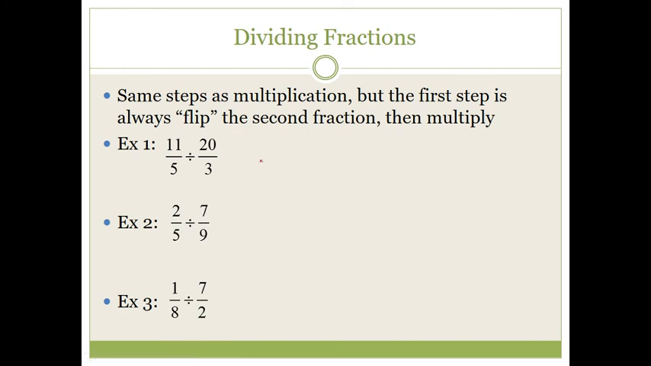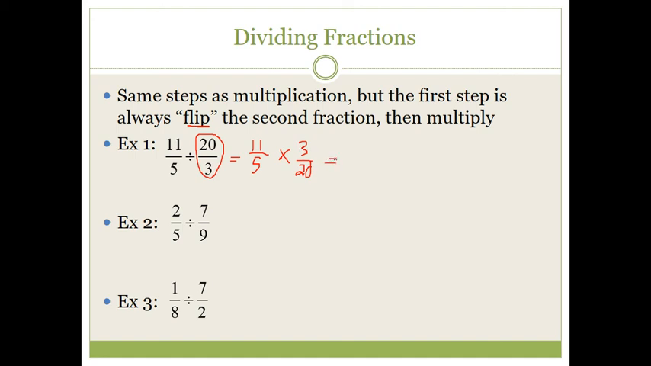Alright, so let's take a look at this first example here. I'm not going to do anything to the first number, the 11/5. What I'm going to change here is what I'm dividing by. So in this case we're dividing by 20 over 3, so I change that division to multiplication and then I multiply by the reciprocal. So that's what I mean here by flip the second fraction. So we're going to flip it over. So it's 3 over 20.